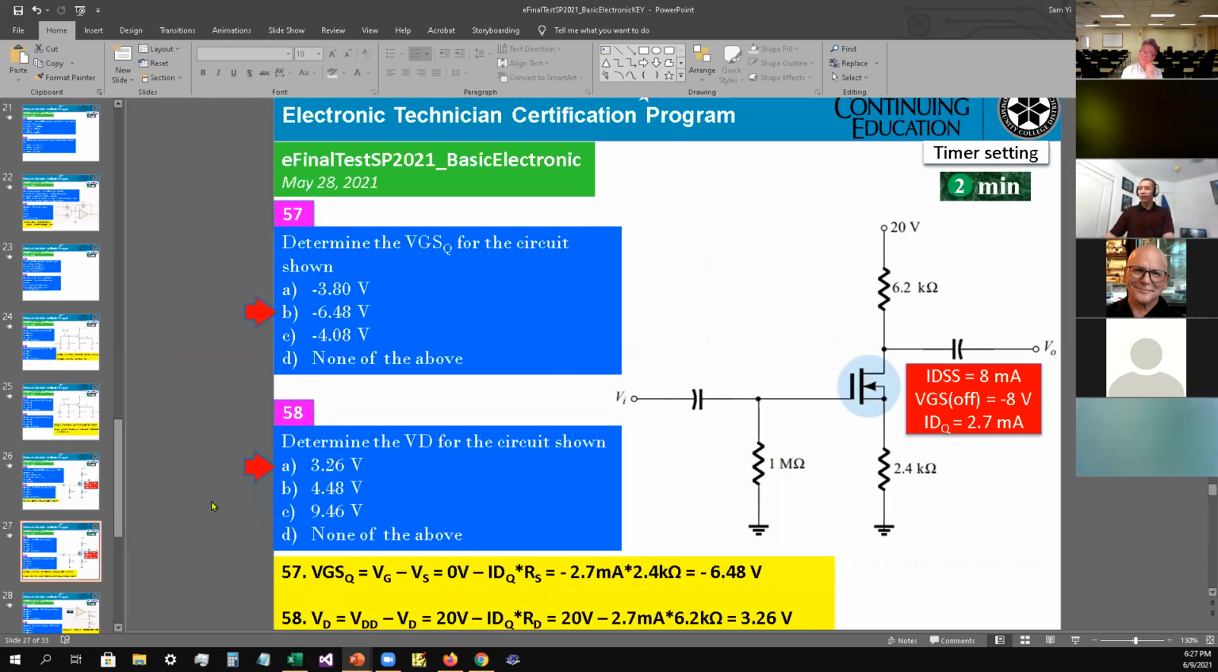Okay, next one. 57. Determine the VGS for the circuit shown. Okay, so VGS equals VG minus VS. VG is going to be 0 volt minus the same thing, IDQ times RS. So IDQ is 2.7 milliamps times RS, which is 2.4 kilo ohm. That yields negative 6.48 volt. So the answer is B as in Bob for number 57.